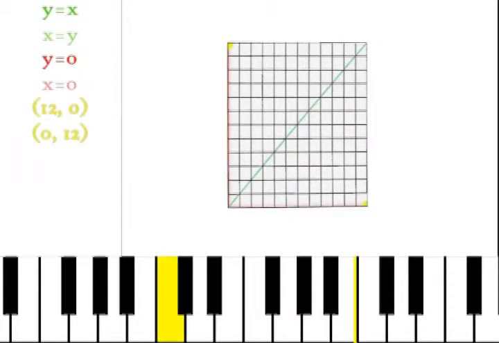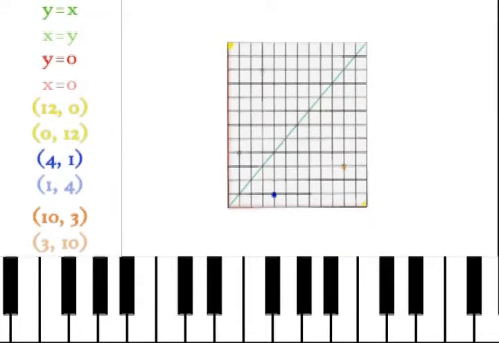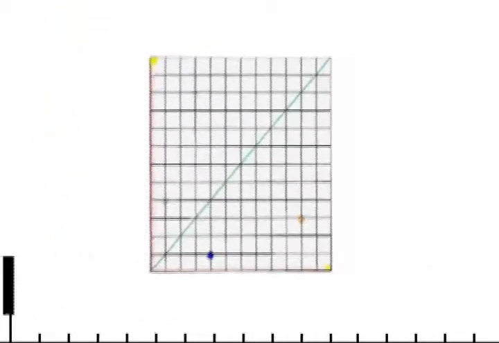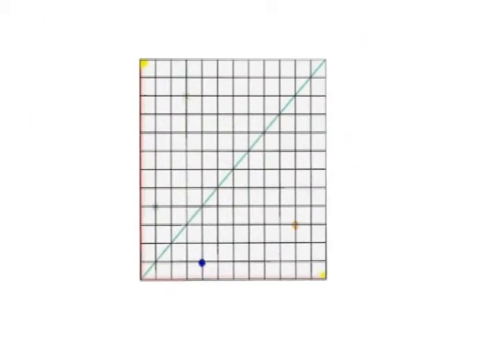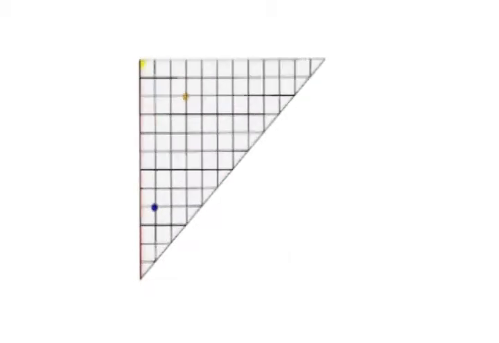The point 0, 12 will move to 12, 0. We will also look at a few other sample points, 4, 1 and 10, 3, just to help us visualize the motion. Anything below this line will have a corresponding point above the line onto which it maps. Therefore, the resultant quotient space could be represented by the relationship y is greater than or equal to x.